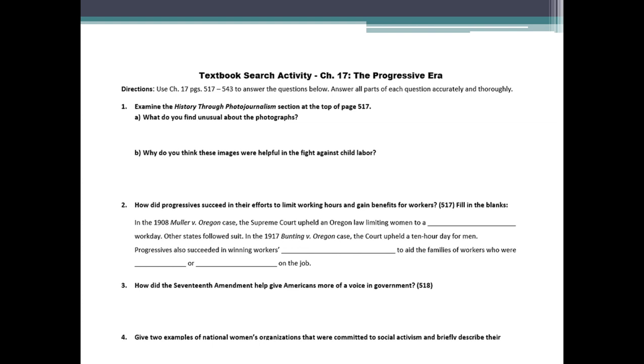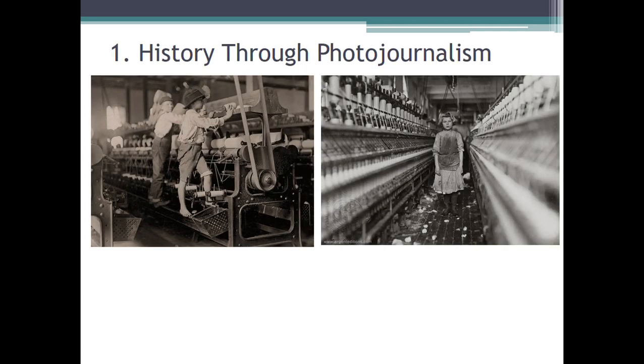Okay, the text search that was assigned for virtual learning day 2 looked like this one, and it told you specific pages to read to find answers to these different questions, but I'm going to walk you through all these. Okay, the first questions were asking about some pictures on page 517. They were pictures taken by a guy named Lewis Hine, photographs like this one that came from the book.